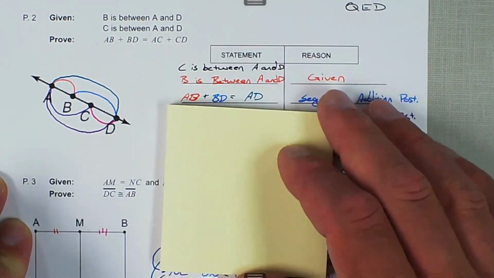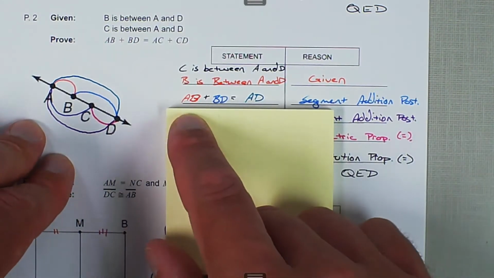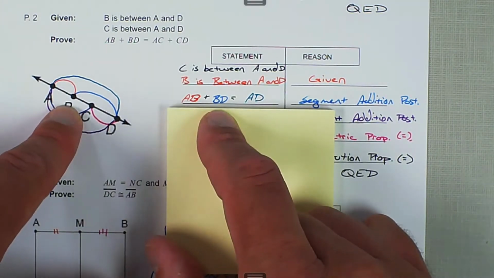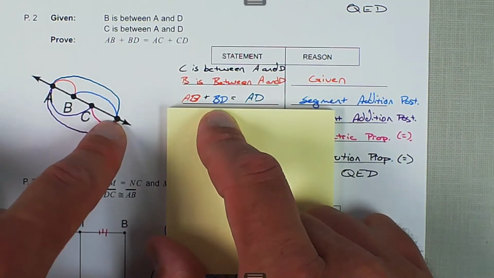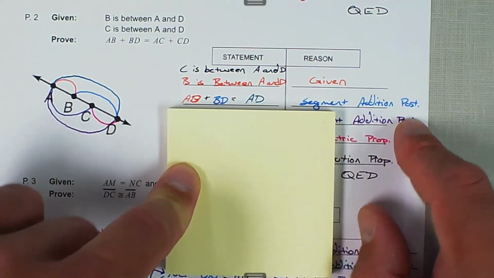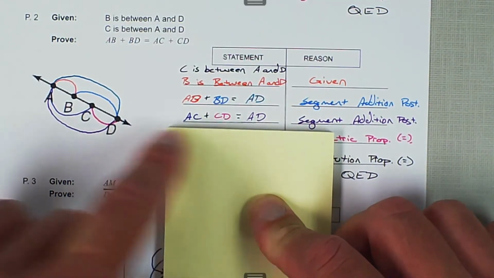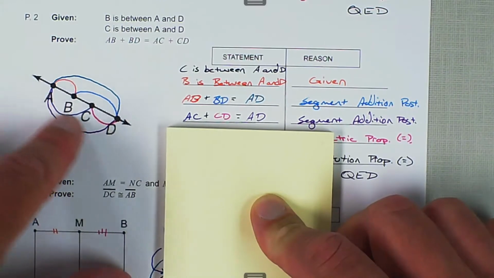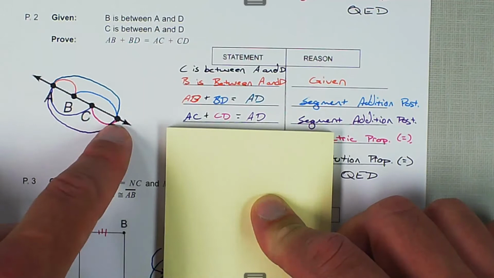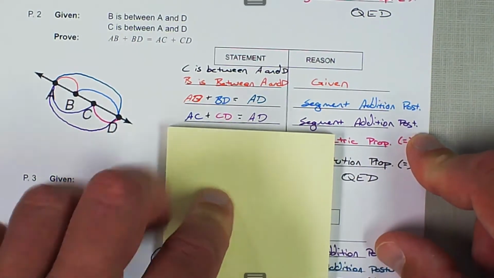So the next step, we have segment addition, and we can say AB, which is that red right there, plus BD, that's that blue, is equal to AD, that entire distance. And that's just the segment addition postulate. Now we can say AC, the dark blue here, plus CD is equal to AD, which is that purple, that whole distance there. And that is also segment addition.